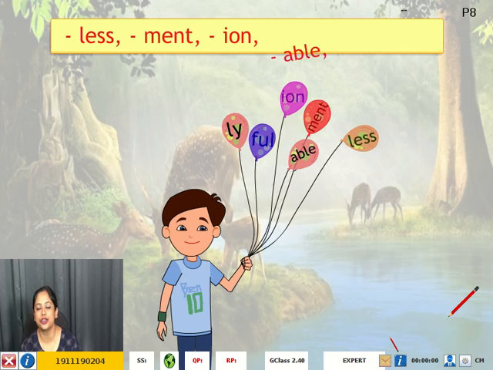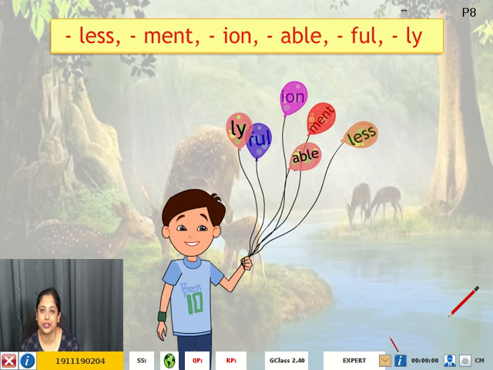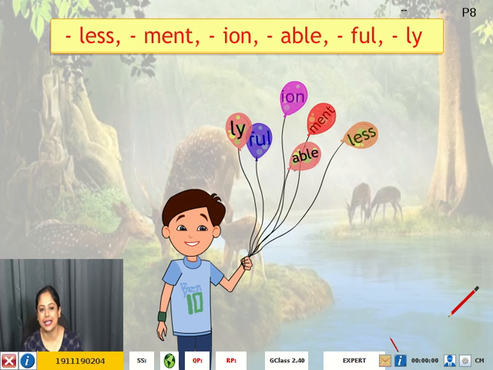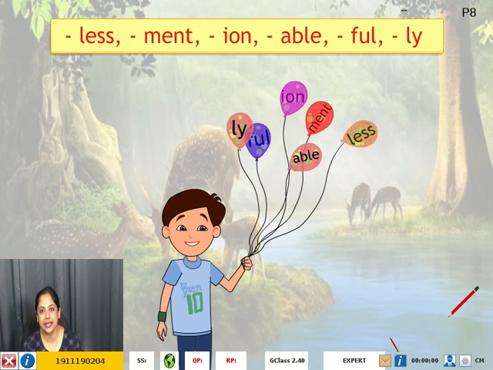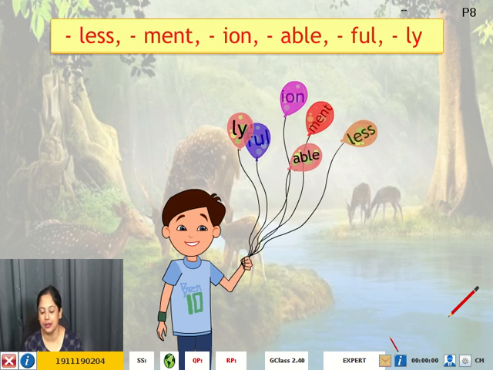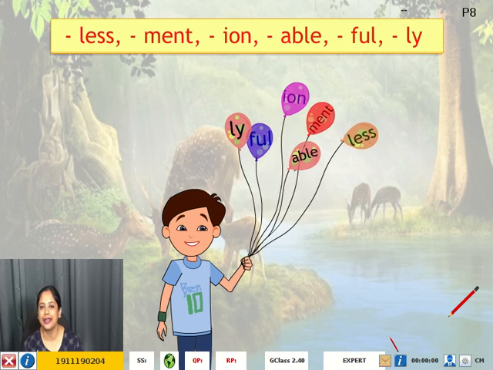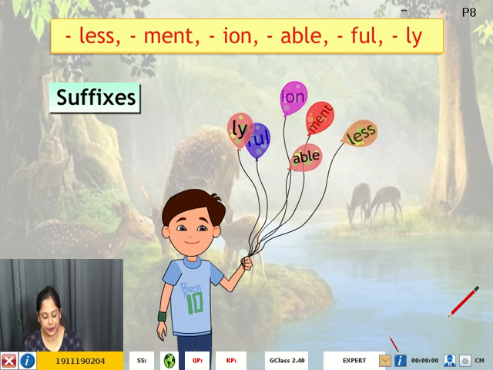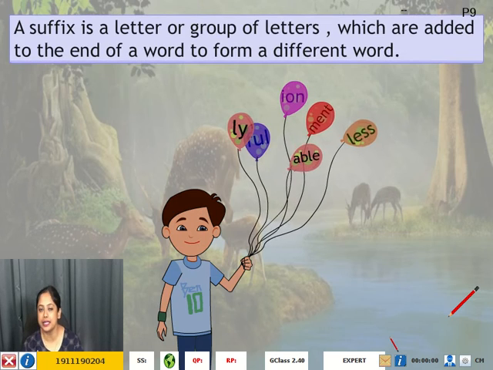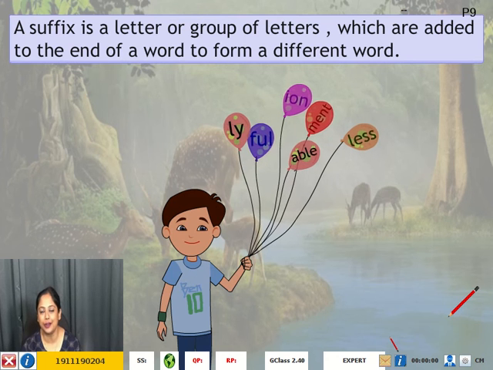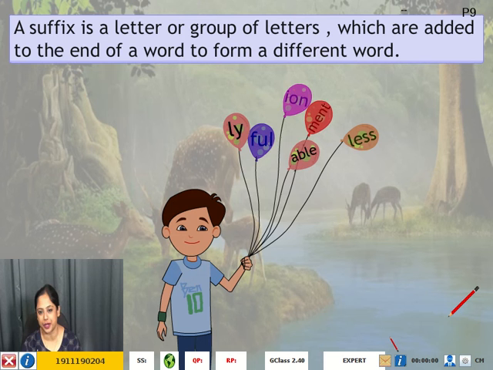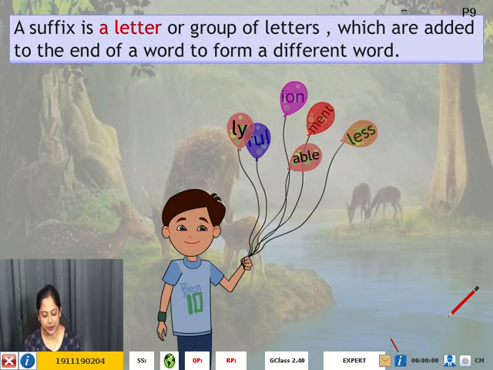All the letters or groups of letters you are able to see on your screen are called suffixes. Like less, ment, ion, able, ful, and ly. And these are called suffixes. What are suffixes? A suffix is a letter or a group of letters which are added to the end of the word to form a different word.